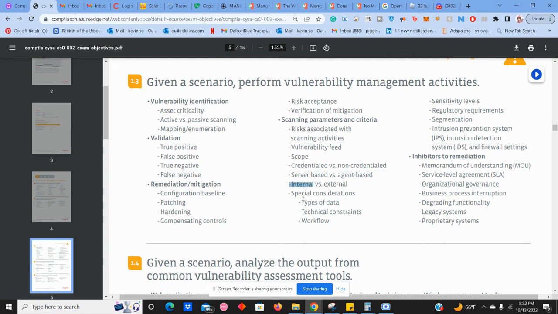We also have to do scope scanning from internal and external. External, as in someone from the outside doing a scan.